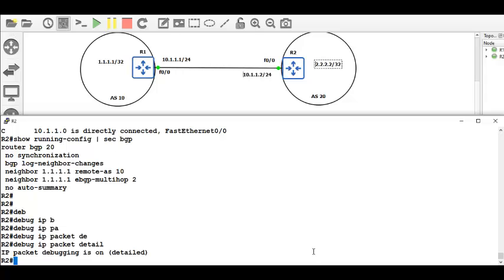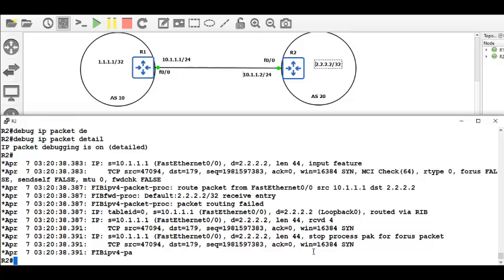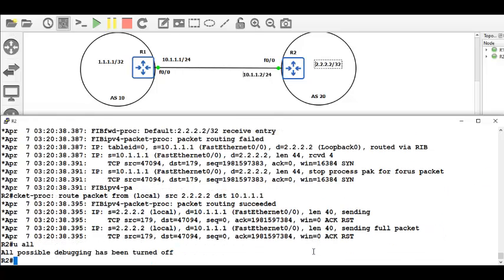No. Mute your mic, please. Okay, you see the packet is coming from 10.1.1.1. Kindly mute your mic. Thank you.